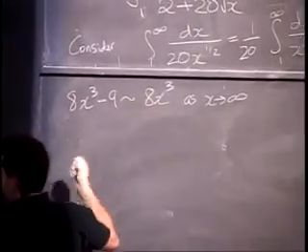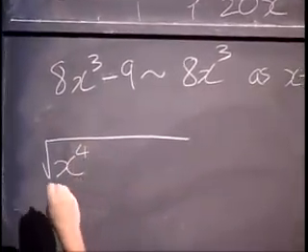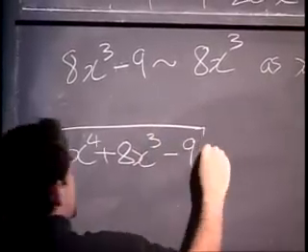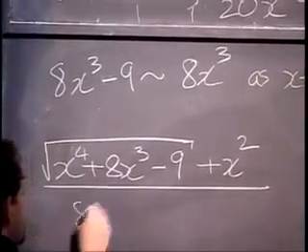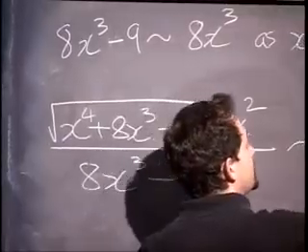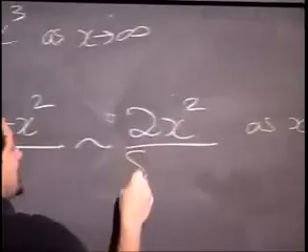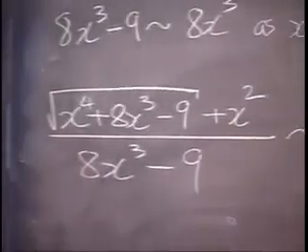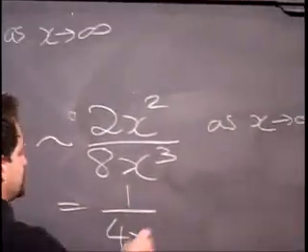then you are fully justified in dividing those two things by each other and writing that the whole integral that you've ended up with, x to the fourth plus 8x cubed minus 9 plus x squared, divided by 8x cubed minus 9. We've seen that the top tildes 2x squared as x goes to infinity, and the bottom tildes 8x cubed. So the ratio, the thing we're integrating, behaves like this. And this, of course, equals 1 over 4x.